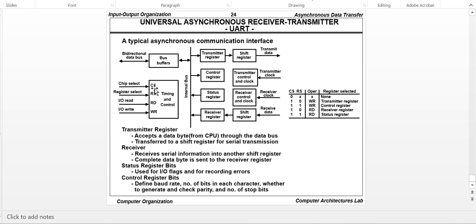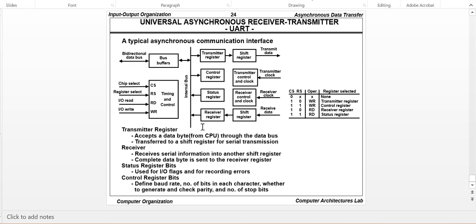Whenever CS is 0, this interface is not selected. Whenever the CS input is 1, then this particular interface will be selected. And if the RS input is 0, so 1 0, and the operation is a write operation, then the transmitter register is used for the write operation, and the receiver register will be used for the input operation, the read operation.